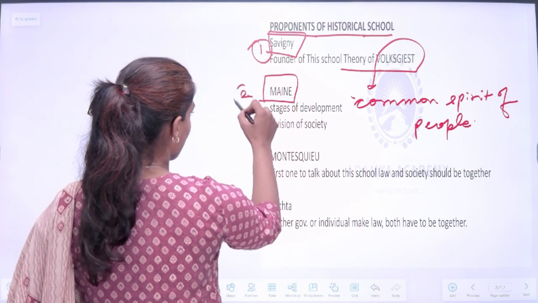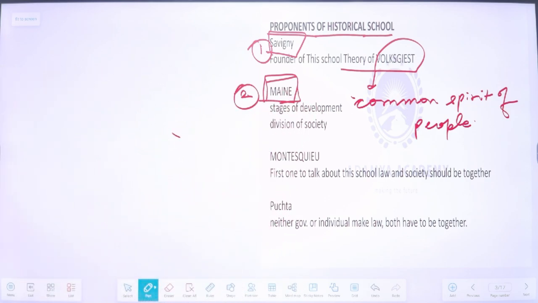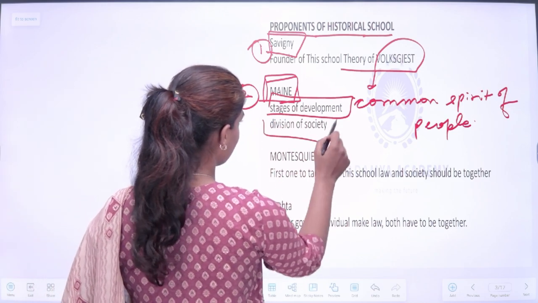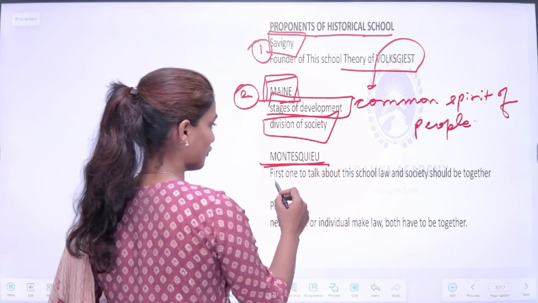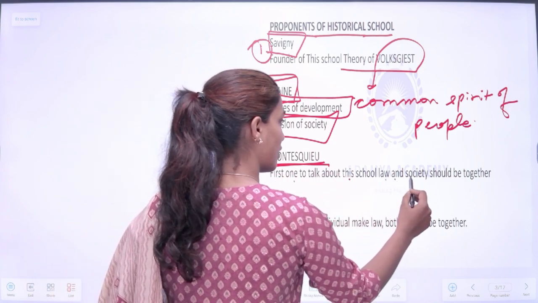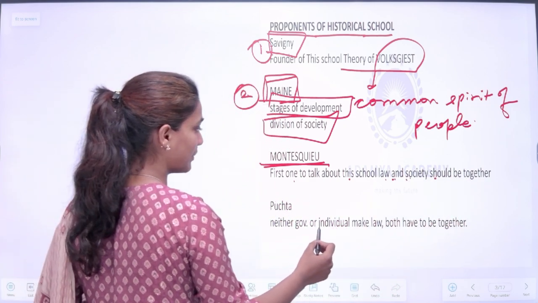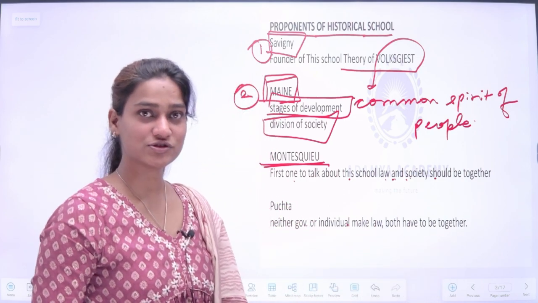Now, the next propounder which we will be discussing is Henry Maine. Henry Maine gave the stages of development or division of society. Then we have Montesquieu, the first one to talk about this school, that law and society should be together. And then Puchta: neither government nor individual makes law, both have to be together. So we will be seeing what Puchta has told.